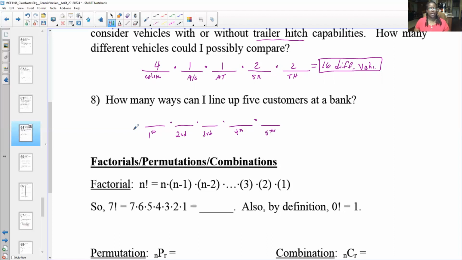Right? So here, starting off, you have 5 people to choose from for the first place. And then how many for the second place? 4. And then, that's right. And then 1. Perfect. Multiply those together and you get, what did you get? Yeah, me too. 120 ways you can arrange these people in a line.